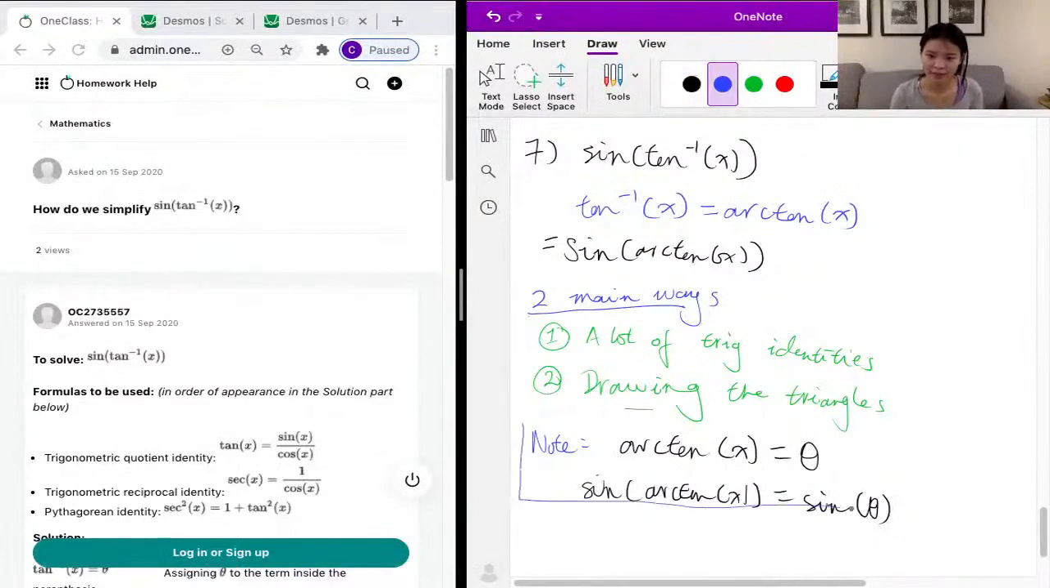I just want to get this really clear in your head, because a lot of students look at this expression and it kind of scares them, because they're like, oh, how come there's a tangent inside a sine? That doesn't quite make sense.